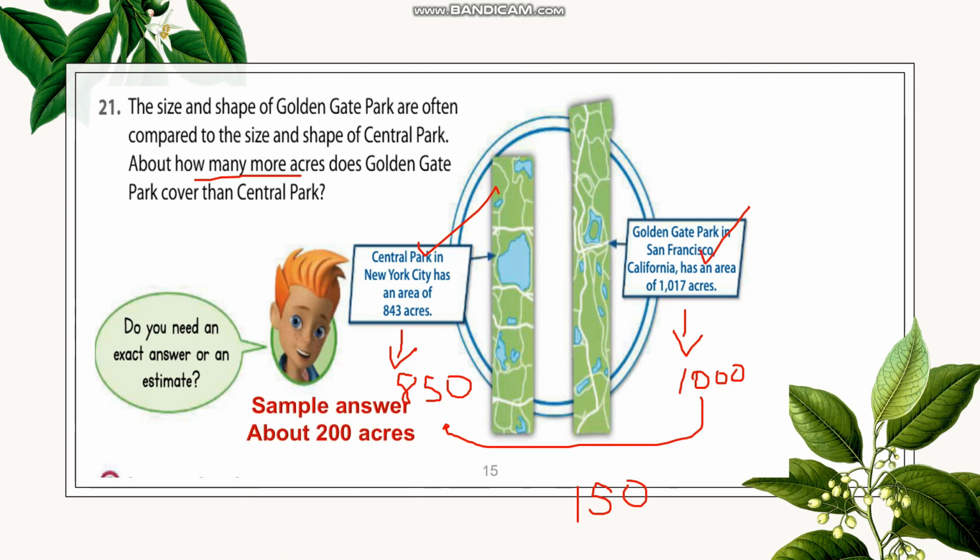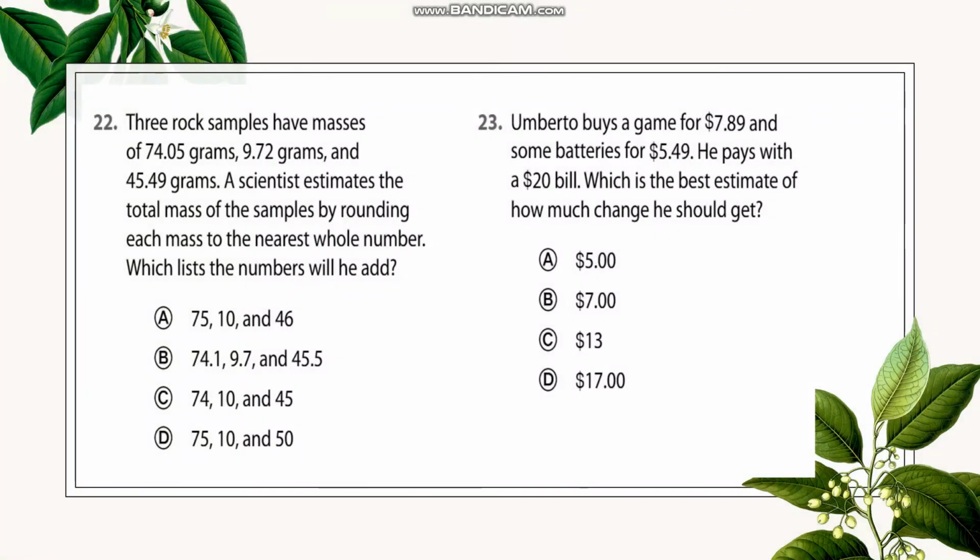Or another sample answer is 200. Why does it become 200? Because I will change this 1017 into 1000 and I will change 843 into 800. So if I'm going to subtract, the possible answer is 200. Number 22.